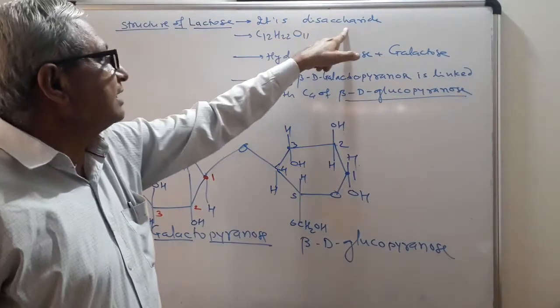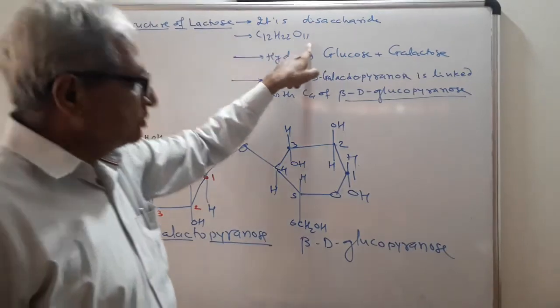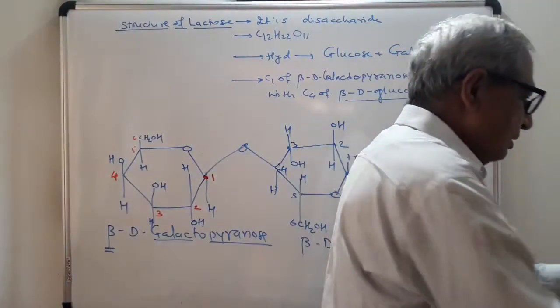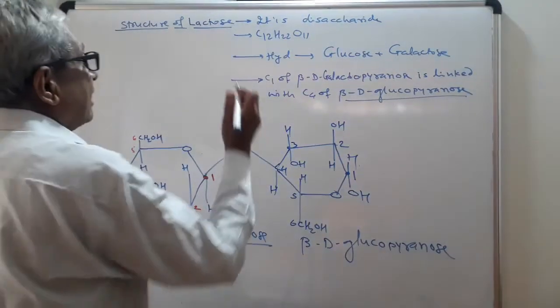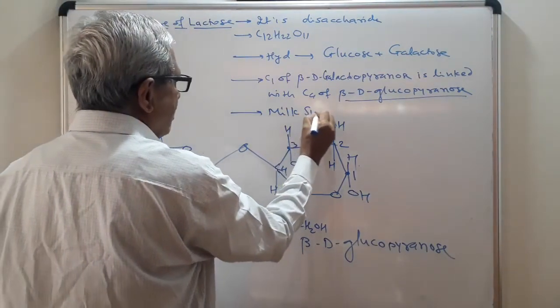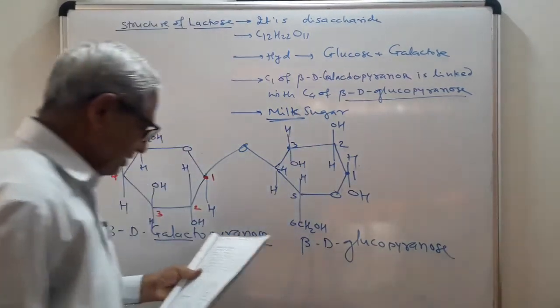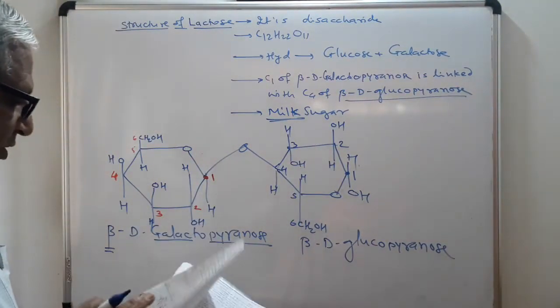Lactose is a disaccharide. It is C12H22O11. Another important point here: this is a milk sugar. It is present in the milk, therefore it is called the milk sugar. So we completed the structure of lactose.